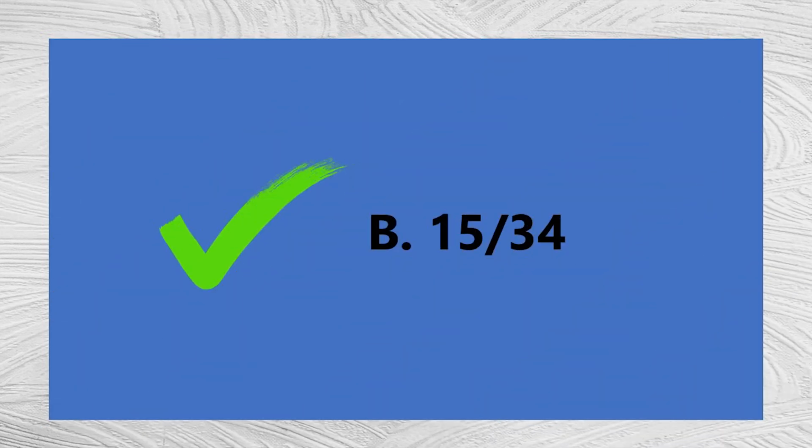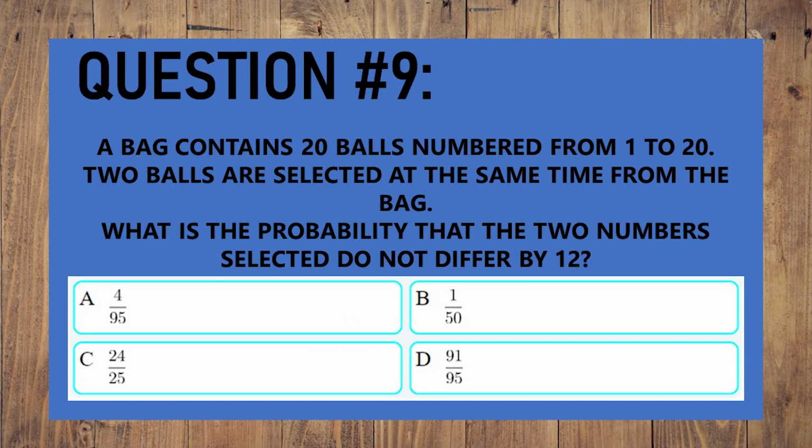And the correct answer is letter B, 15 over 34. Question number 9. A bag contains 20 balls, numbers from 1 to 20. Two balls are selected at the same time from the bag. What is the probability that the two numbers selected do not differ by 12?